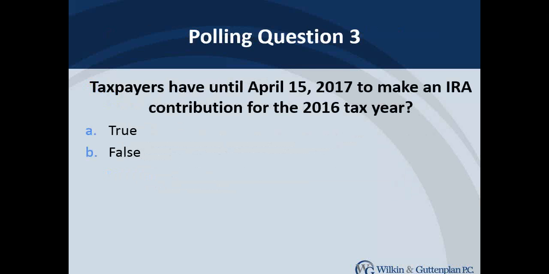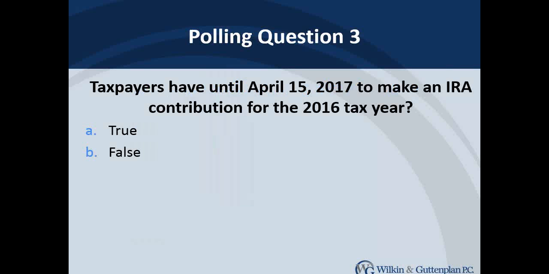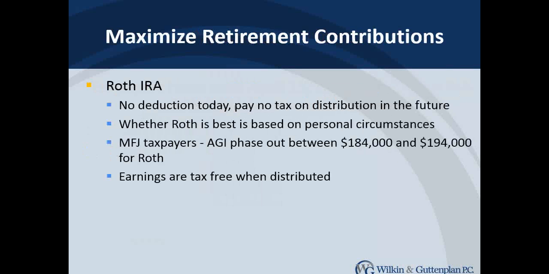Okay, so we're going into our last polling question. The question is, taxpayers have until April 15th of 2017 to make an IRA contribution for the 2016 tax year. So we'll give you just a minute to get this answered. I think we're going to close it up, guys. Okay, and yes, the answer is you do have until April 15th of 2017 to make that contribution.